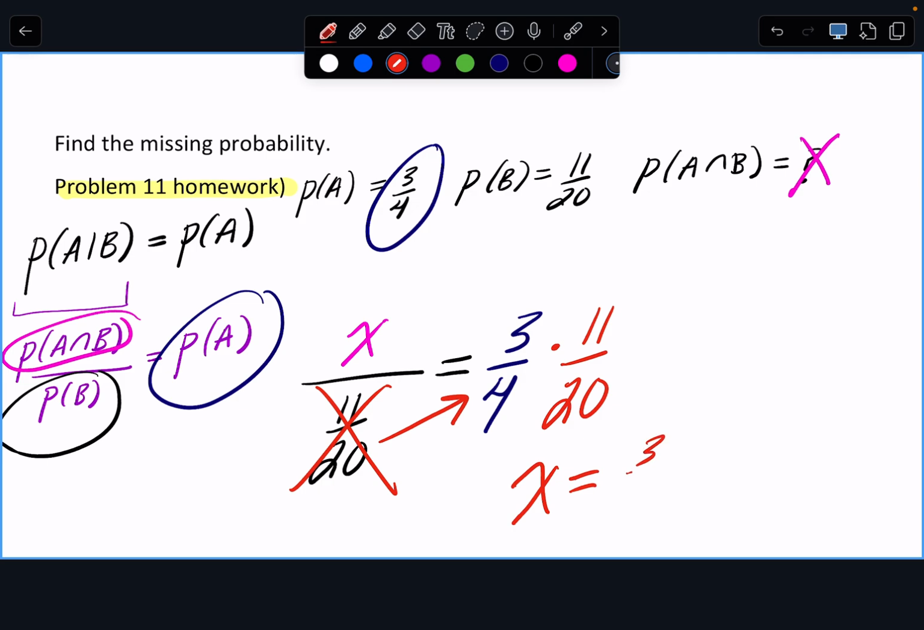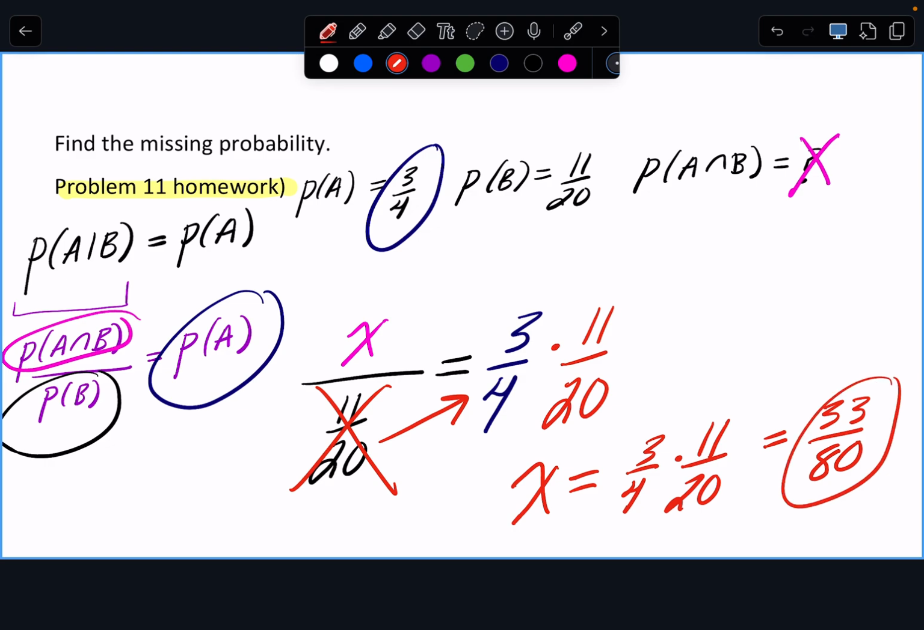So X equals 3/4 times 11/20, and they're going to want a fraction if they give you a fraction. So just let your calculator do it. 33/80, and then math enter, that's as good as it gets. So that would be your answer, 33/80. So we're just solving for X. Correct. Yeah, that's what it says.